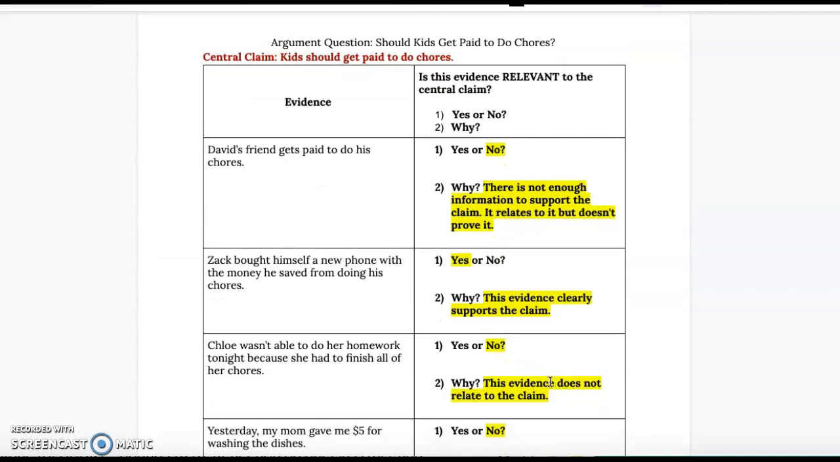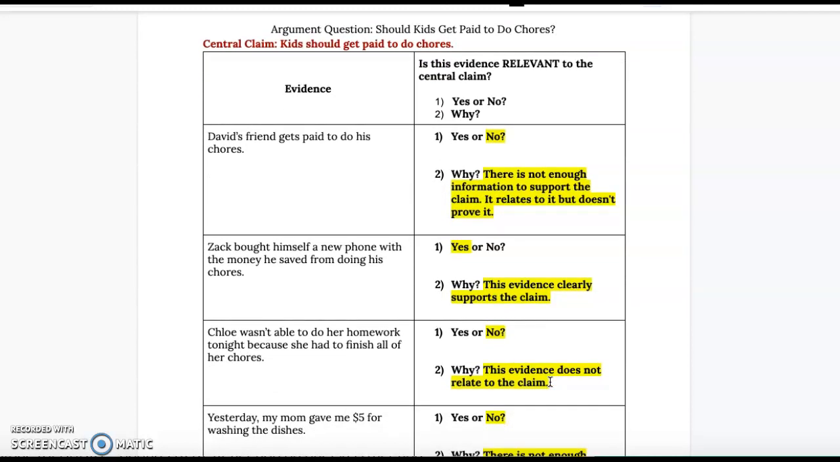Here's our answers from last week, from Friday. So our argument question for this one was, should kids get paid to do chores? And the claim we were looking at was the yes side of the argument, the pro side. Kids should get paid to do chores. And now we're looking at this evidence and thinking, is this relevant? Would it go with this claim of yes, kids should get paid to do chores?